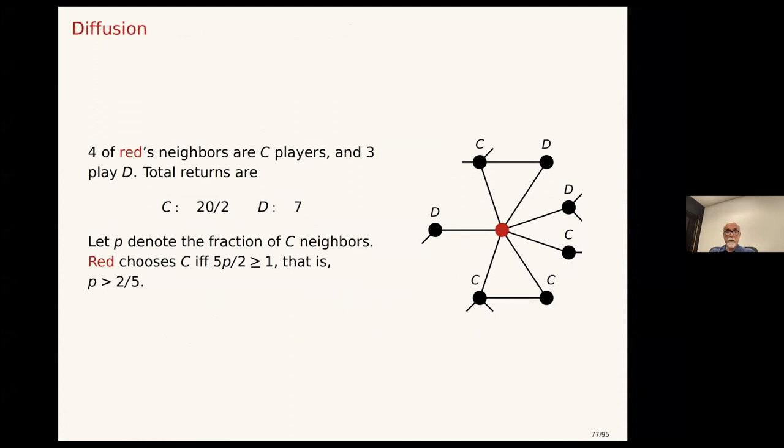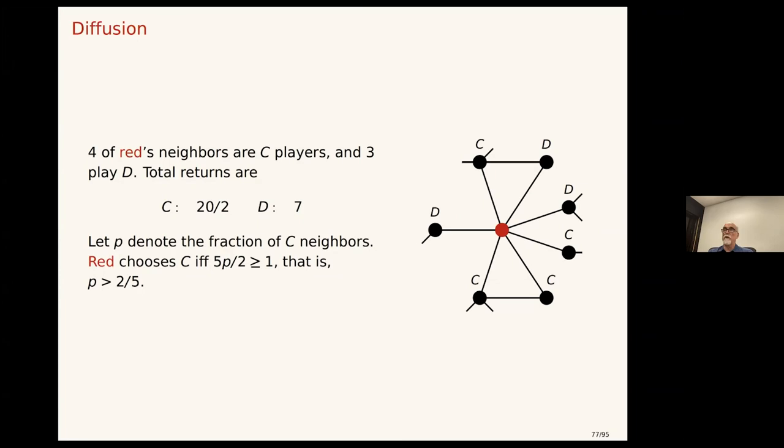Now, I want to imagine the following story. People are connected on a network. So here's a guy and he's connected to these 7 people on this network. He is going to choose a strategy and everybody else is going to choose a strategy. And then the payoff that our red individual is going to get is the sum of the payoffs from all of the 2-person games with everybody he's connected to.